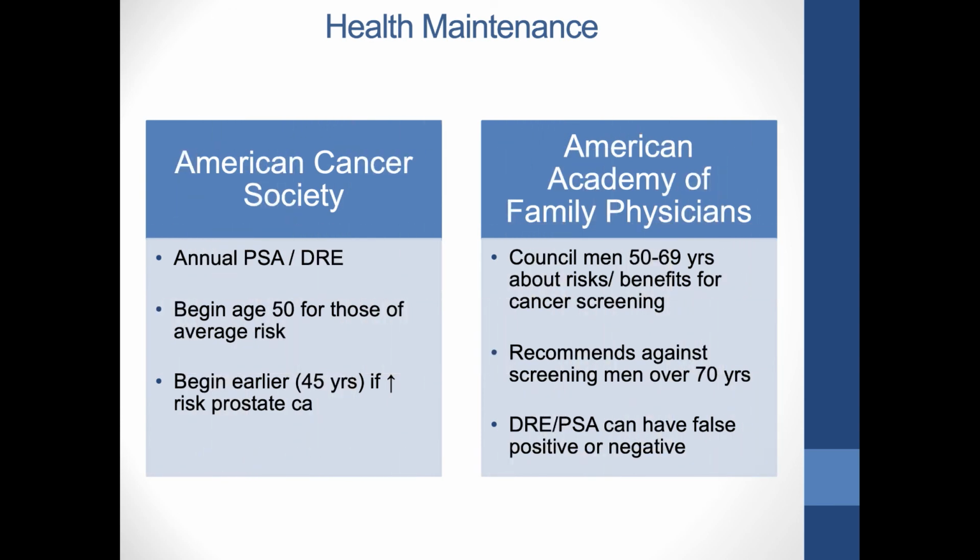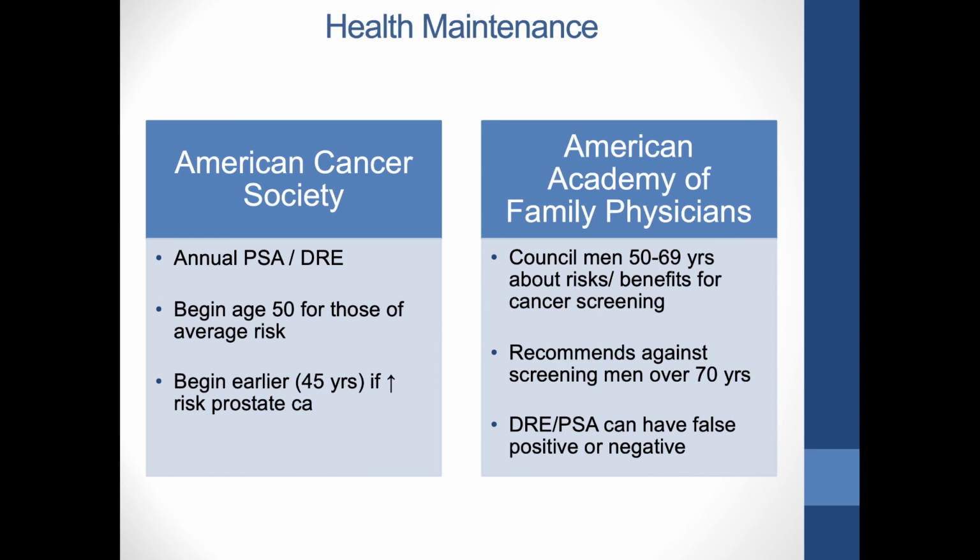As far as health maintenance, we're going to educate our patients on these things, which are based on evidence-based practice, where the American Cancer Society recommends that our males get a PSA and a digital rectal exam beginning at the age of 50 for most of them anyway. And we're going to begin earlier at 45 years if they have that increased risk of prostate cancer, because they're either of the Black patient population, or they've got that first degree relative that has had it.